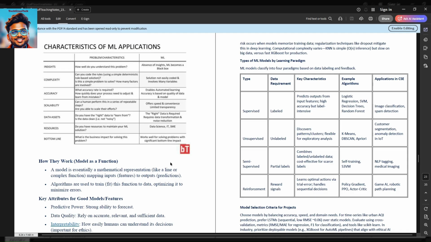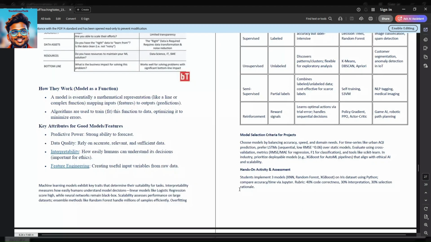Datasets: do you have the right data to learn from? Is the data clean, for example, not noisy? The right data is required, and it requires data transformation and noise reduction. Resources: do you have resources to maintain your ML solution? Data science, IT, SME. Bottom line, what is the business impact of solving this problem? ML works well for solving problems with significant bottom-line impact.